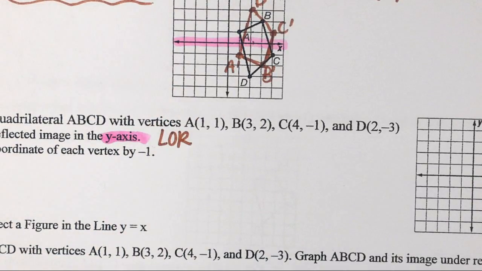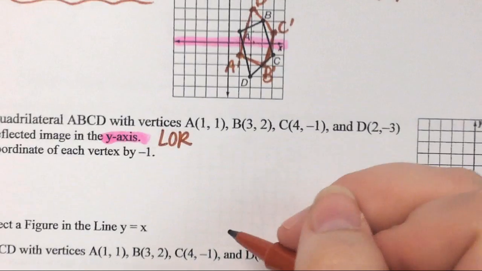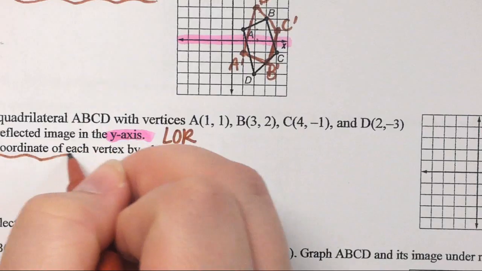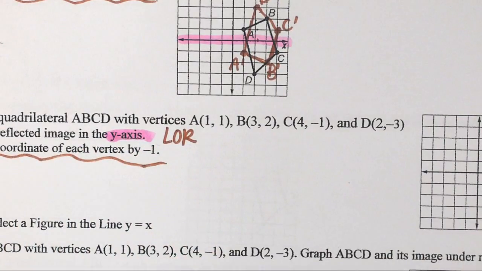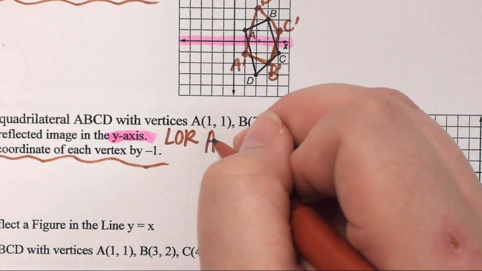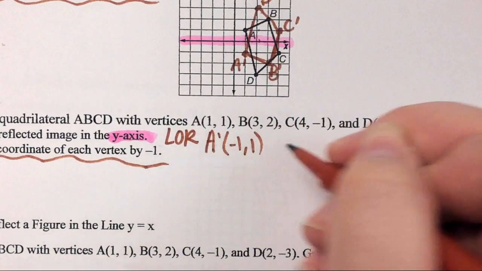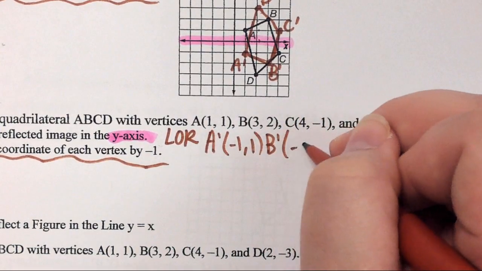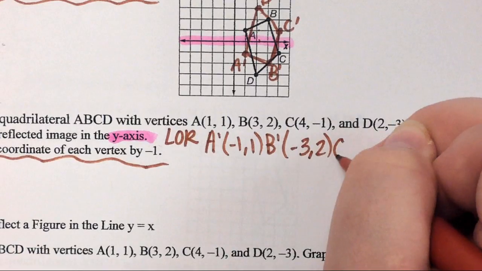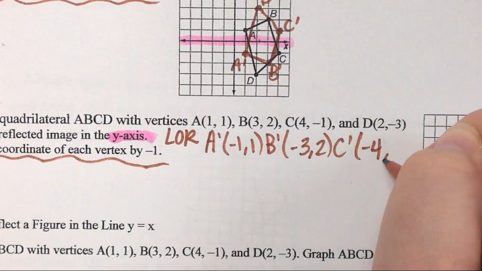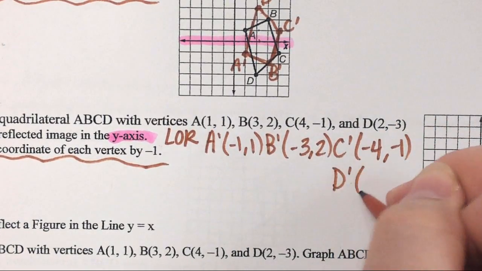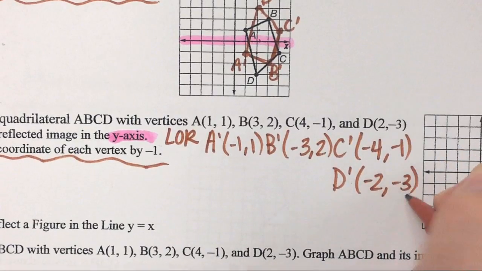Similar to the x one, when the x-axis was the line of reflection, you could technically multiply all the y-coordinates by -1. For this one, you can technically multiply all the x-coordinates by -1. So I already know A prime is -1, 1. B prime is -3, 2. C prime is -4, -1. And D prime is -2, -3.